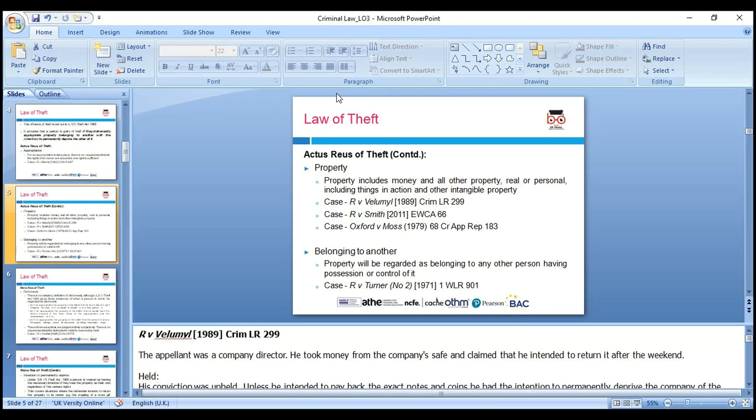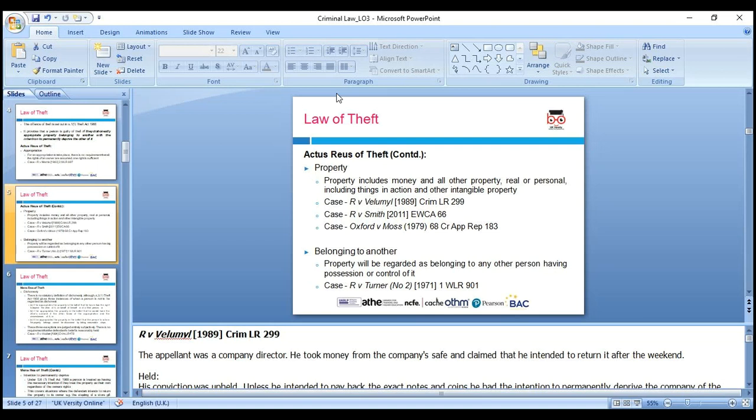So property includes money and all property, real or personal, including things in action and other intangible property. So we know intangible. What is meant by intangible? Tangible things have a physical substance, like a house, a property, a computer, laptops. Intangible is your copyrights, goods. Yes, you can say it's mine. Actually, it's not yours.